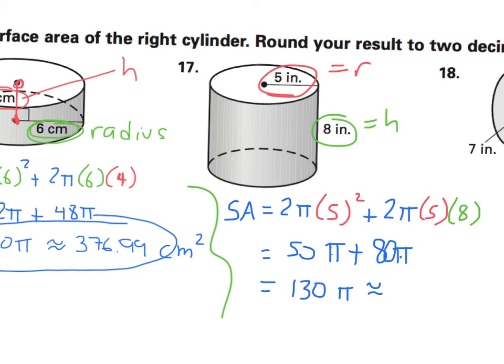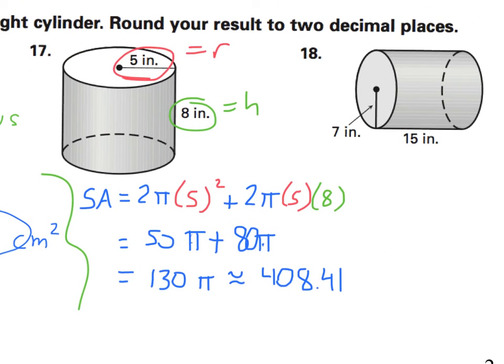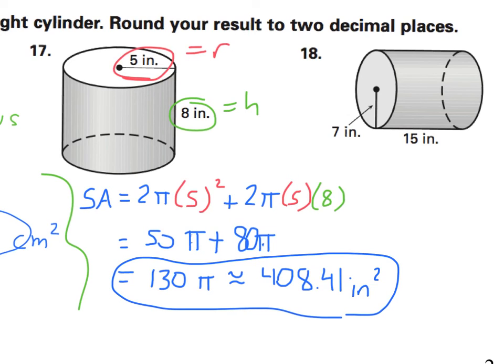And when you calculate that out, you get 408.41. And what's my unit here? Inches. Inches squared. Good. Box or circle your answers to find that.